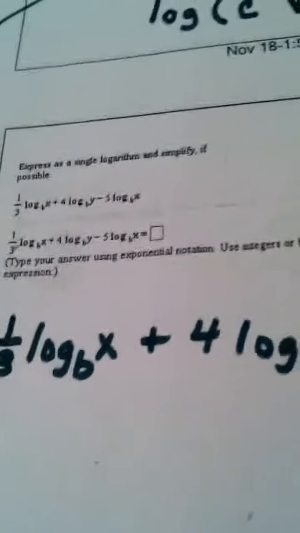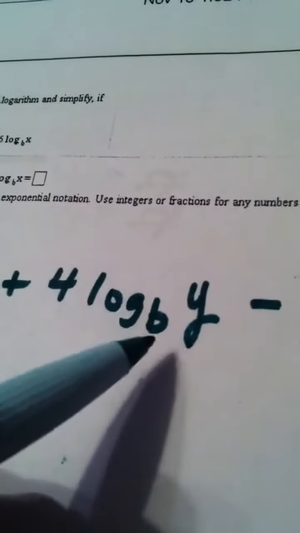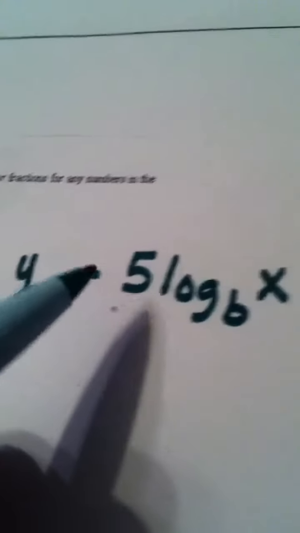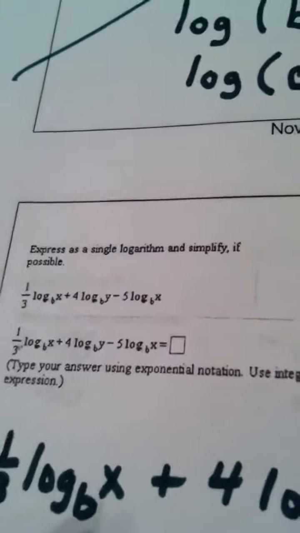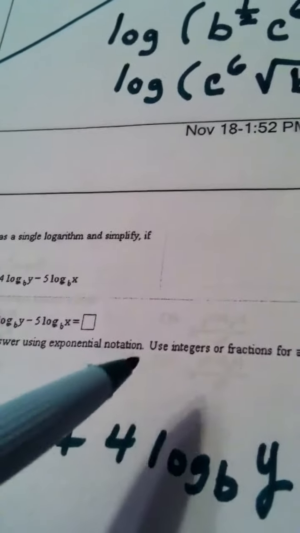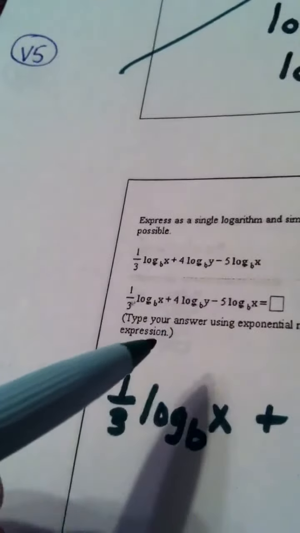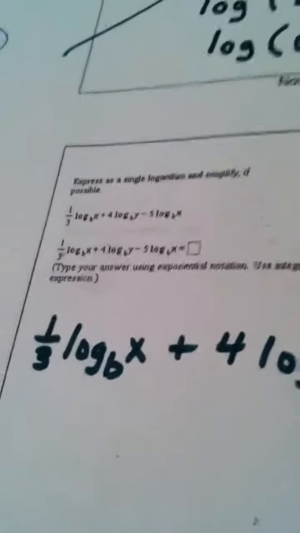We've got 1/3 times the log base b of x plus 4 times the log base b of y minus 5 times the log base b of x. We want to write this using exponential notation, integers or fractions for any numbers in the expression. So they don't want radicals, okay?